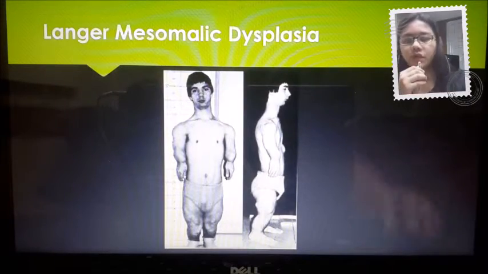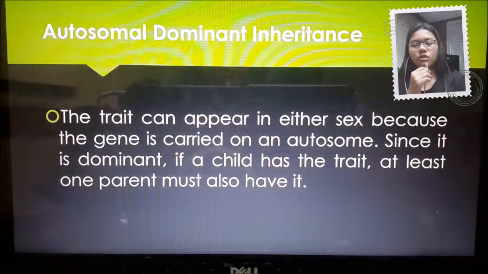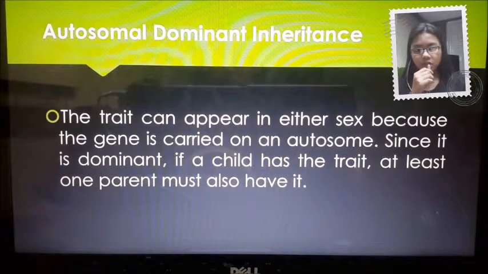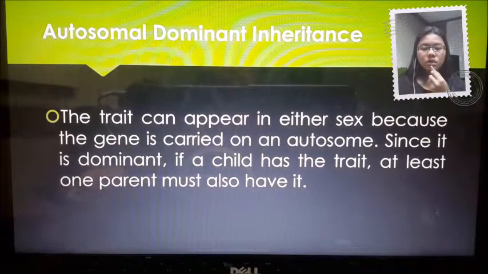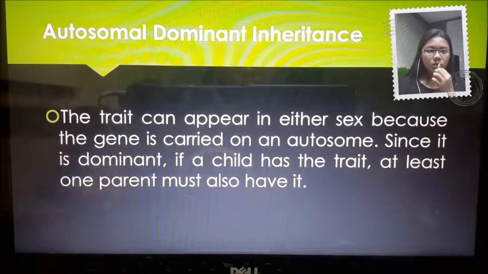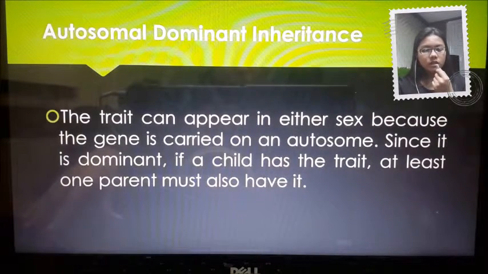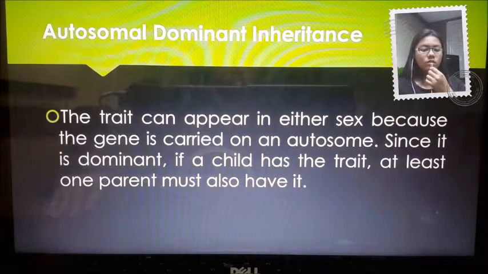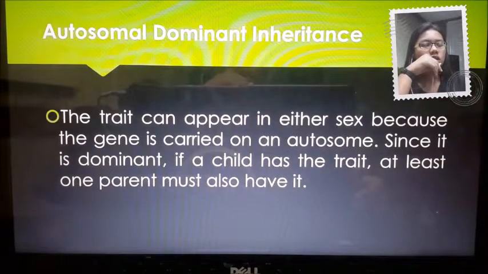Okay, so next here is the autosomal dominant inheritance. The trait can appear in either sex because the gene is carried on an autosome. Since it is dominant, if a child has the trait, at least one parent must also have it. In autosomal dominant inheritance, the trait doesn't skip generations. If no offspring inherits the trait in one generation, its transmission stops because the offspring have only the recessive form of genes.